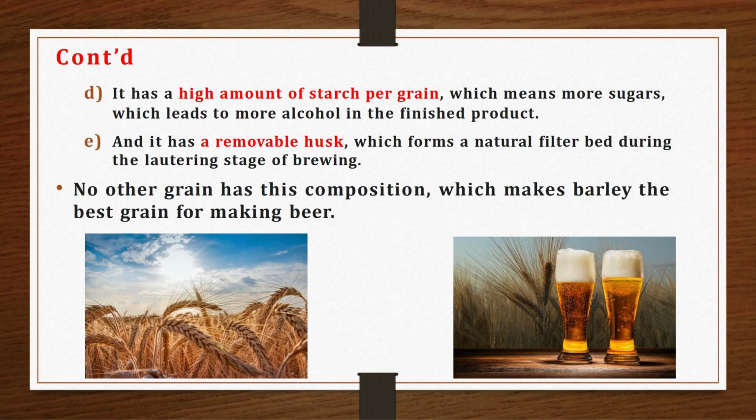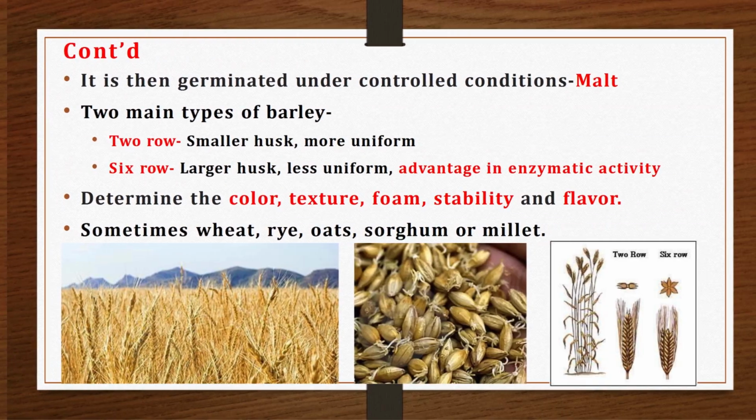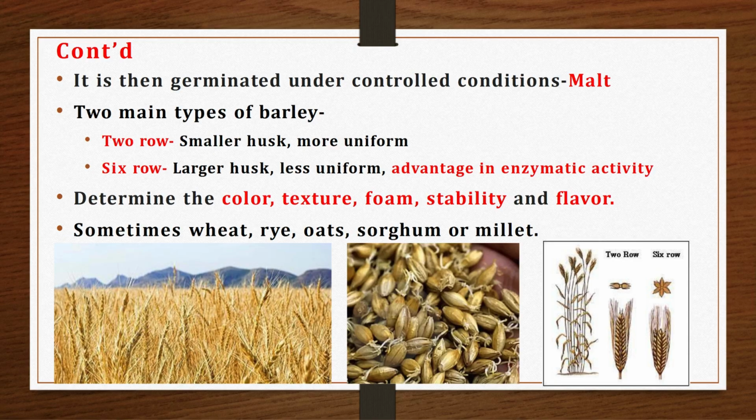D. It has a high amount of starch per grain, which means more sugars, leading to more alcohol in the finished product. E. And wonderfully, it has a removable husk, which forms a natural filter bed during the lautering stage of brewing. No other grain has this ideal composition, which truly makes barley the best grain for the job. So what happens to the barley? It is germinated under controlled conditions to become malt.